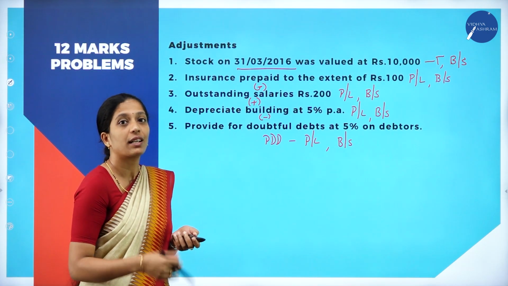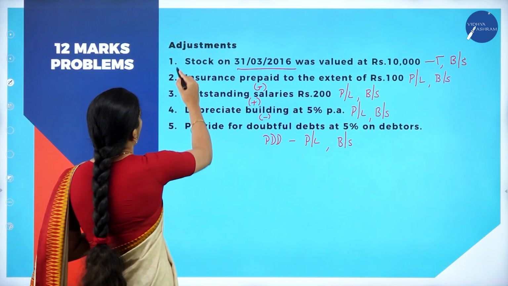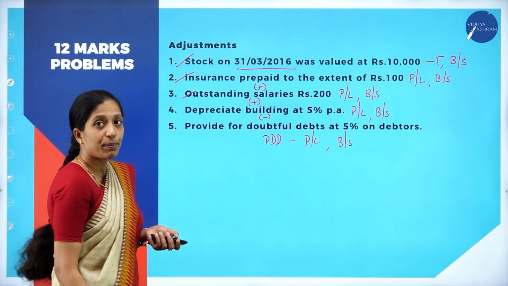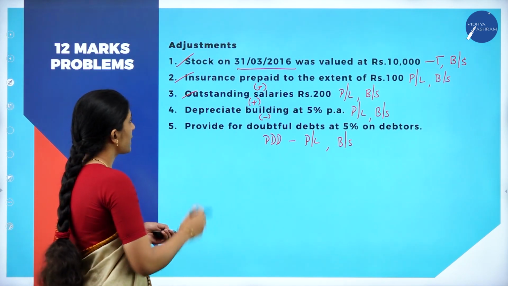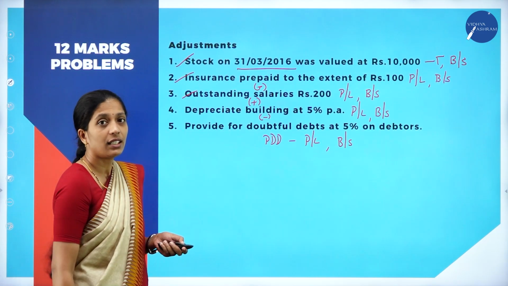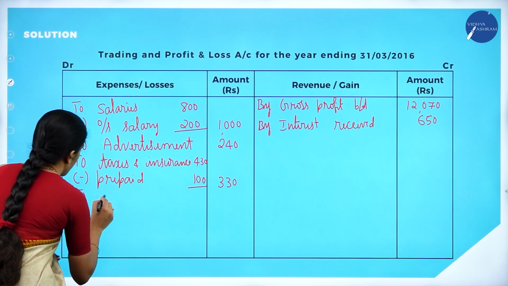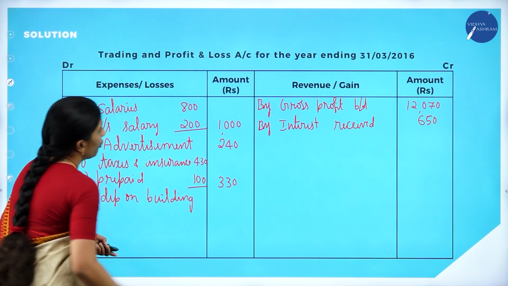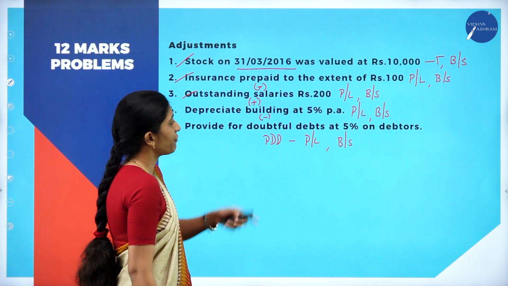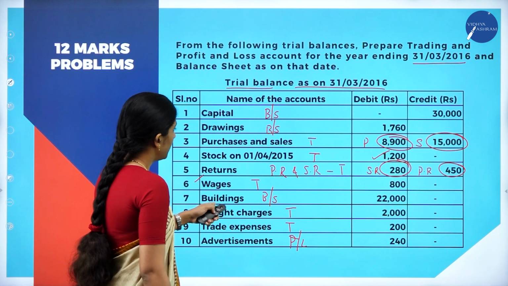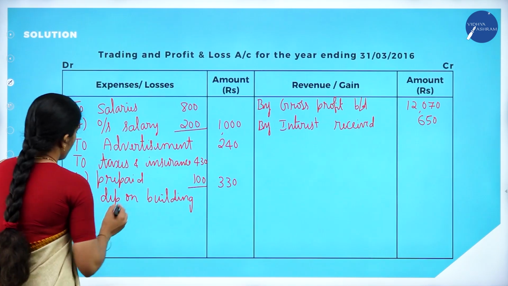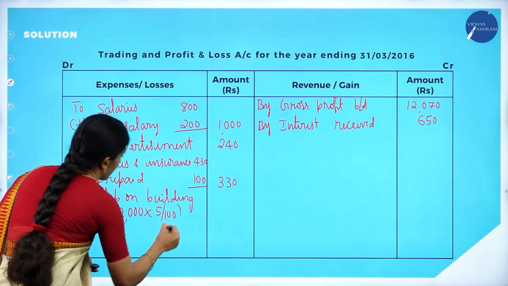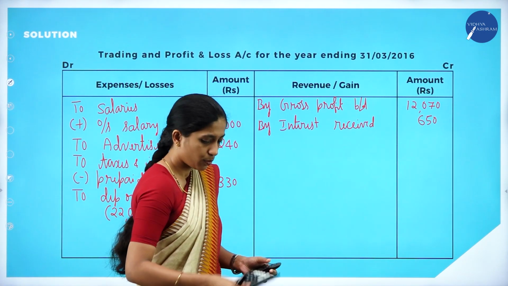Now we shall see the adjustments, whether we have recorded them at least once. Closing stock we have done in your trading account. Insurance prepaid done. Outstanding salary is done. Depreciate building at 5% per annum. So it is an expense, so I have to record it in the debit side. So to depreciation on building. Let's see what is the value of building. So depreciation on building at 5%, and the building value is 22,000 into 5 divided by 100. So 22,000 into 5%, that is 1,100.